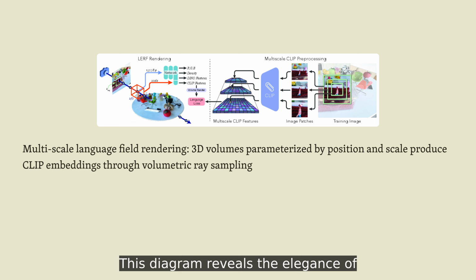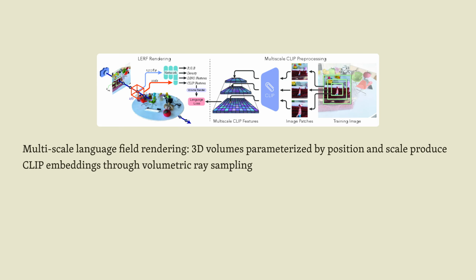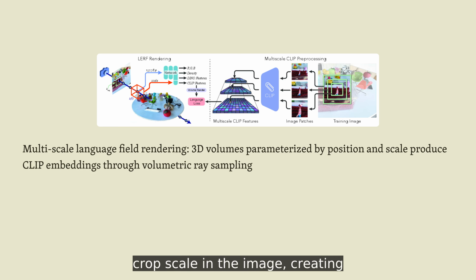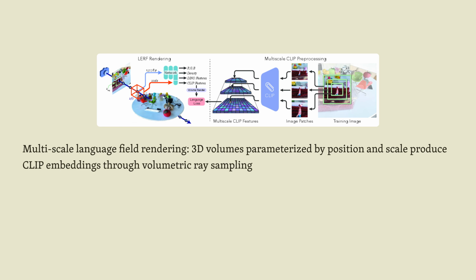This diagram reveals the elegance of their approach. For any ray through the scene, they sample the language field at multiple points and scales, then combine those samples using volumetric rendering weights to produce a final CLIP embedding. The physical scale in 3D space directly corresponds to the crop scale in the image, creating a natural connection between spatial extent and semantic granularity.